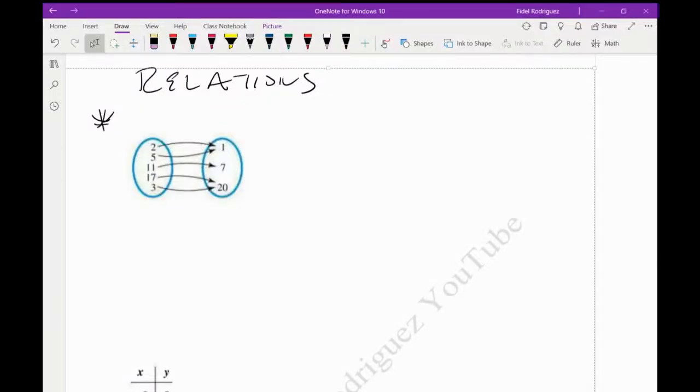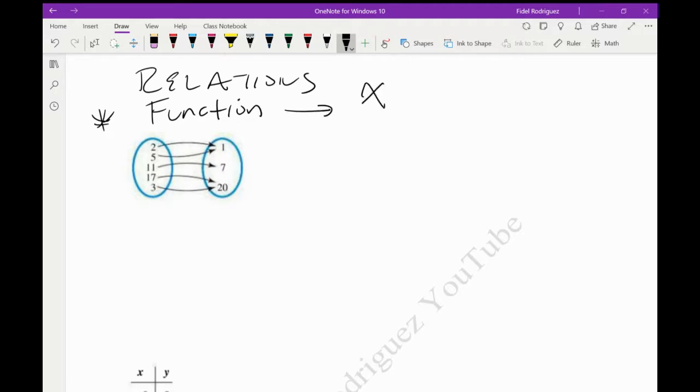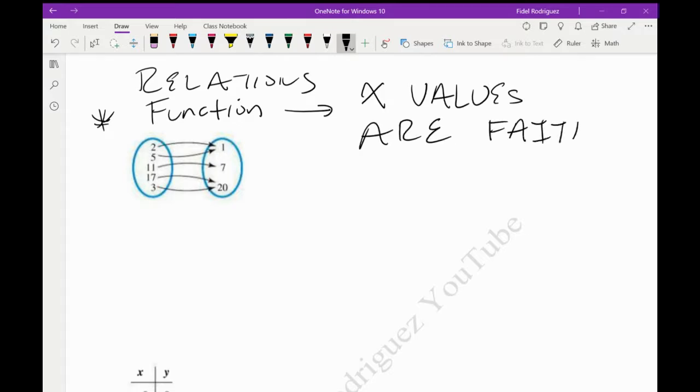So these things are called relations, right? And in order for it to be a function, function means that the x values are going to be faithful, okay? Like a relationship, right? So think about couples. In order for this to be a function, everybody here has to be faithful. None of these people can be cheaters.